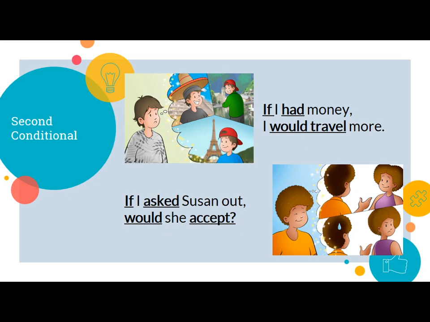Okay? Now, in the case of the second example, if I asked Susan out, would she accept? So here we have a question. If I asked, so that means right there we had a simple past form. If I asked Susan out, would she accept? The structure we're going to have right there is pretty much the same as I told you before. If I asked, simple past, and then would accept. Would accept. Okay.